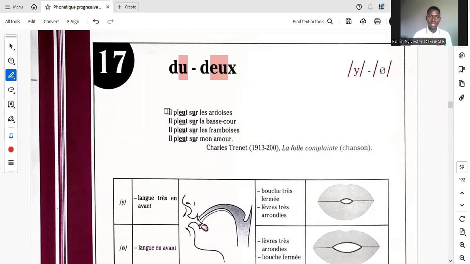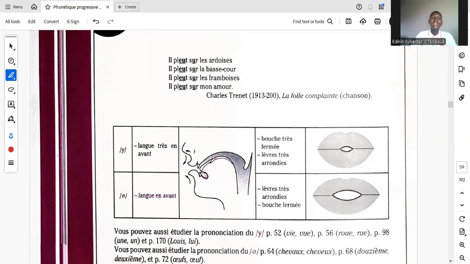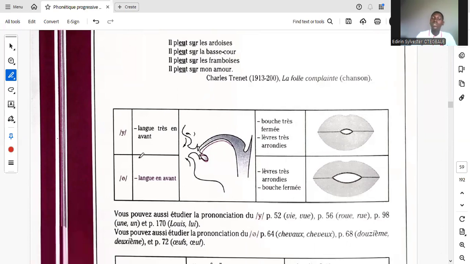Look at the sentence here. Il pleut sur. Il pleut sur. Now let's explain. We have already explained what "u" is. Let's explain the "eu".